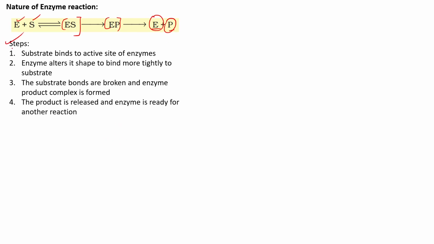So what are the steps of enzyme action? The first step is that the substrate binds to the active site of the enzyme. An active site is the site where the substrate can fit into that particular enzyme. Remember, the active site is flexible in nature. There is no rigidity, which means that even a substrate with a different shape and structure can still bind to the active site of the enzyme.